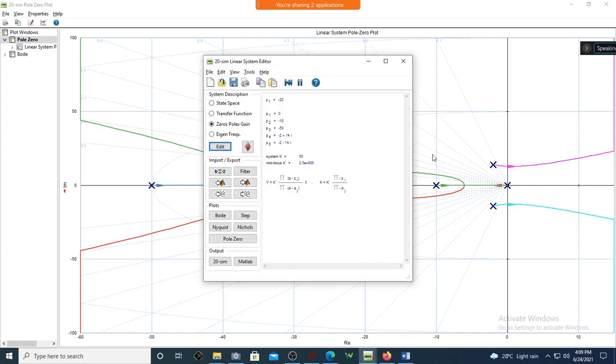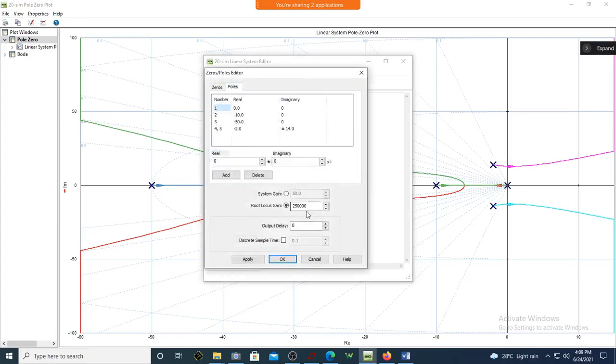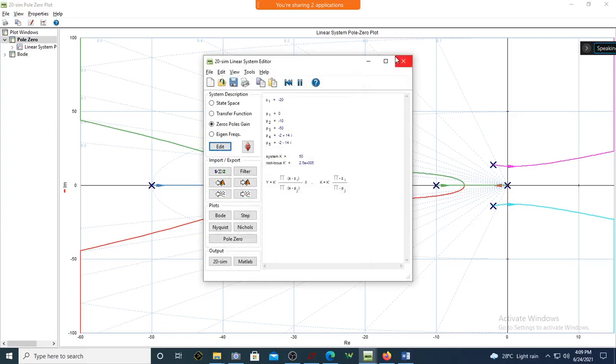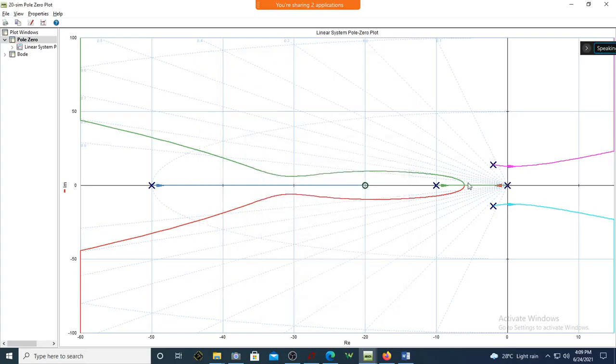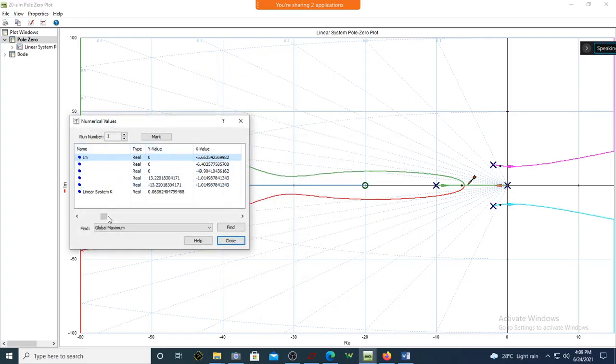Naturally, looking at this, what is the root locus gain? Root locus gain is 22,550,000. Yes, sir. So naturally, the system has to be unstable because of too much gain. Let me just try to track. Can you see if I increase the value, the roots are here now? Yes, sir. It's already unstable.